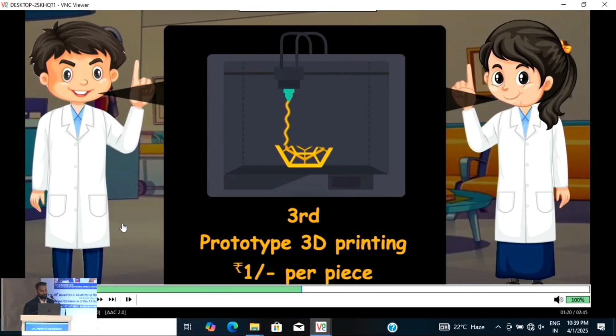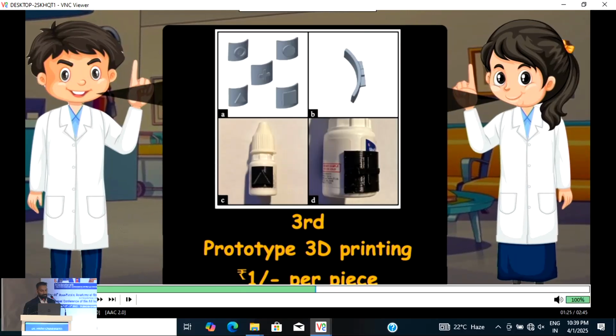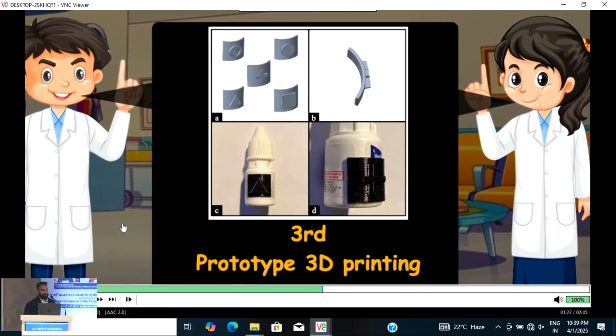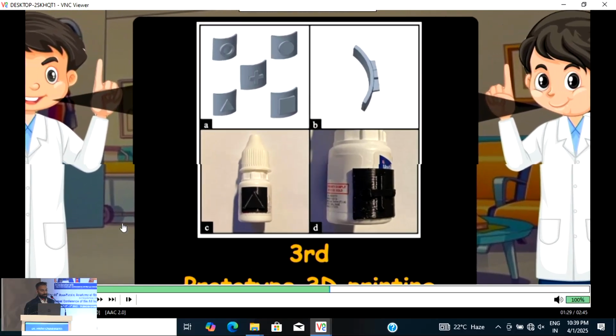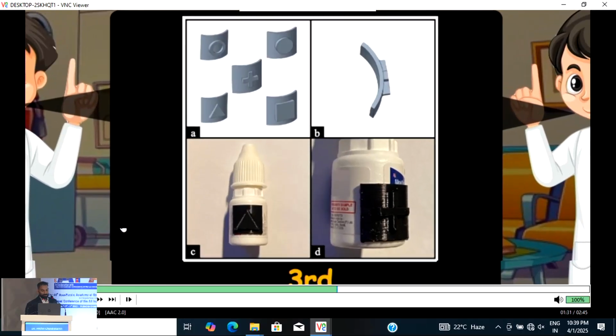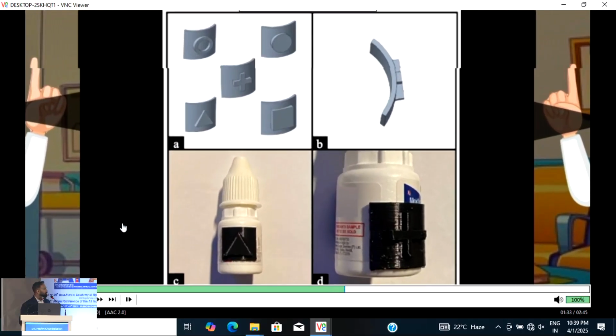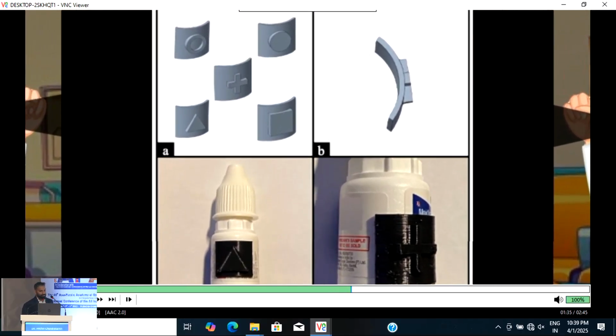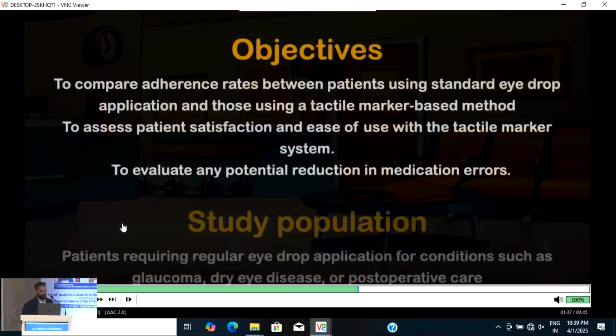3D printed markers, customizable approach. 3D printing tactile markers and attaching them to eye drop bottles. Different shapes represent different drug categories. A triangle for antibiotics, a plus sign for lubricants, and so on, and it costs 1 rupee for a piece. Evaluating the impact.